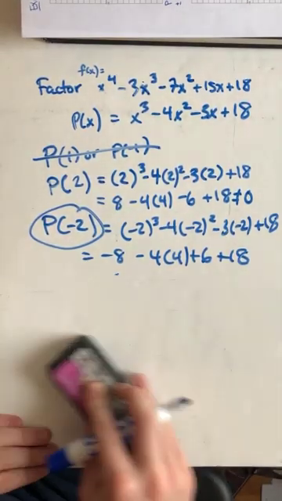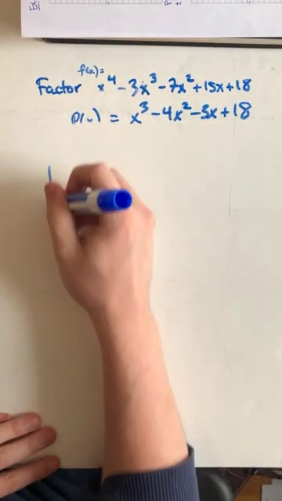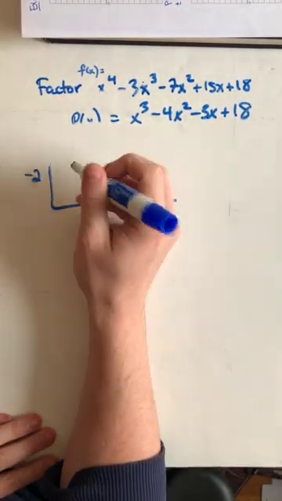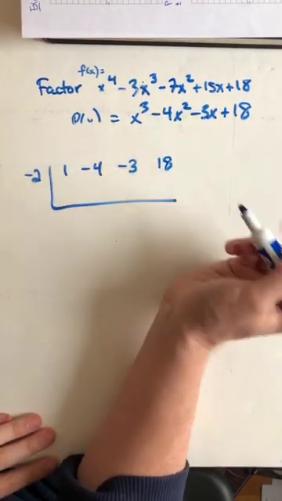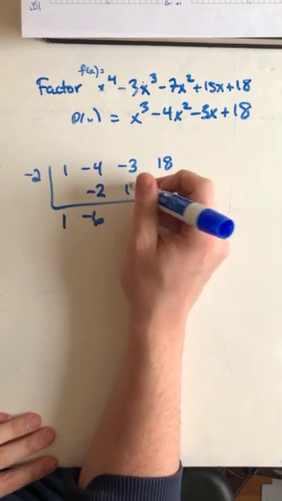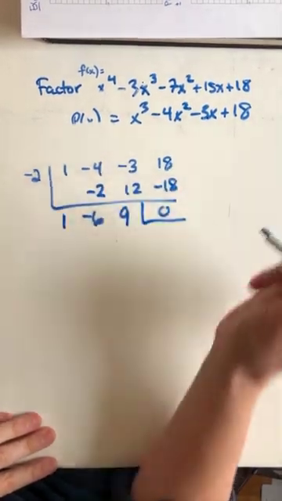Okay, so now that we know that P of negative 2 works, I'm going to take this here, okay, and I'm going to divide by negative 2. All right, and I've got 1, negative 4, negative 3, and 18. 1 there, negative 2 there, negative 6, 12, 9, negative 18, 0.